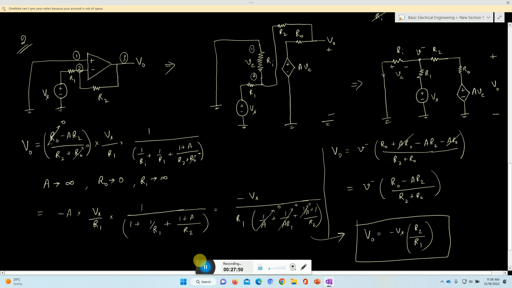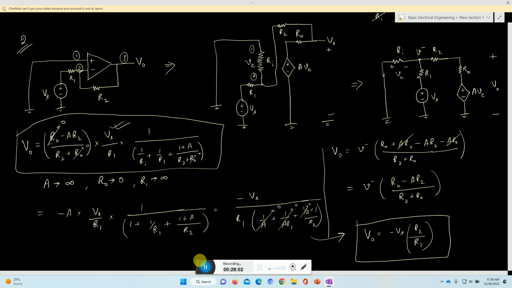So we did a lot of exercise for the non-ideal OpAmp and this is the answer. This is the answer for the non-ideal OpAmp, the value of V0 in terms of Vs, when we take R0 equal to 0.